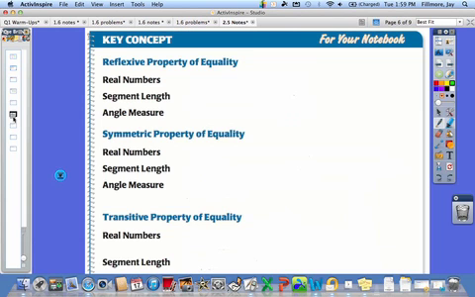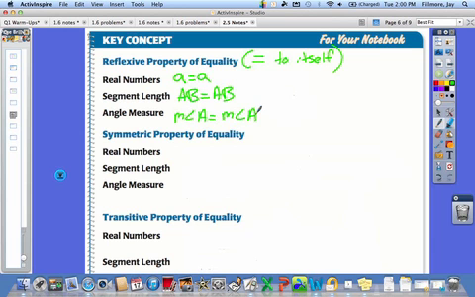The reflexive property of equality just always states that something is equal to itself. So for example, if we're dealing with real numbers, so let's say a is a real number, we're saying that a is equal to itself. We're talking about segment lengths. We can say that segment length AB is equal to itself. Angle measures, the measure of angle A is always equal to itself.